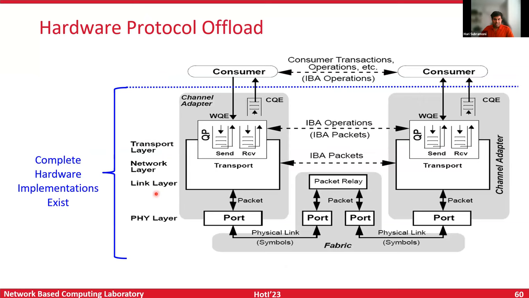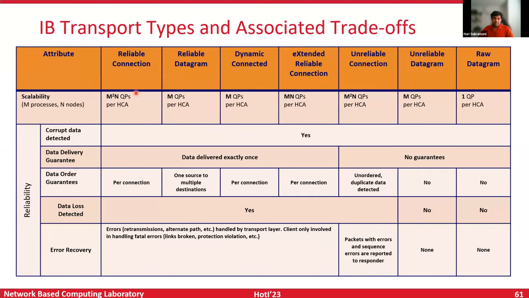Now, we looked at the link layer and the network layer. Let's look at the transport layer now and see what the transport interface looks like, okay? So IB has a variety of different transport mechanisms, starting from reliable connection, which is like TCP/IP, to unreliable datagram, which is like UDP. Each one of these transport protocols has different characteristics in terms of scalability, that is cost, and features, which is performance. Reliable connection, because it's connection oriented, requires a lot of endpoints to create all-to-all connectivity. However, it is very, very feature rich.